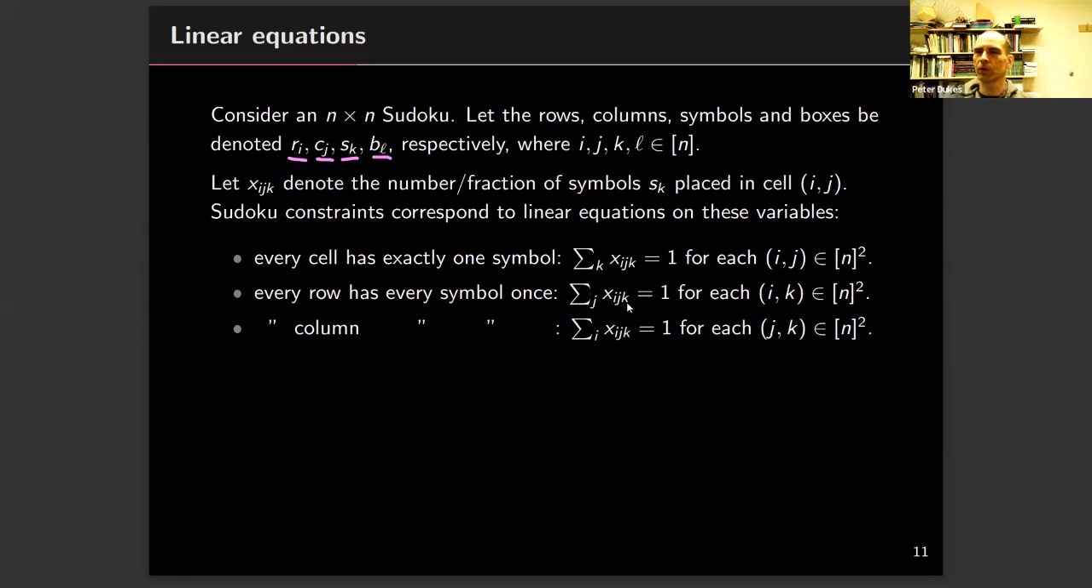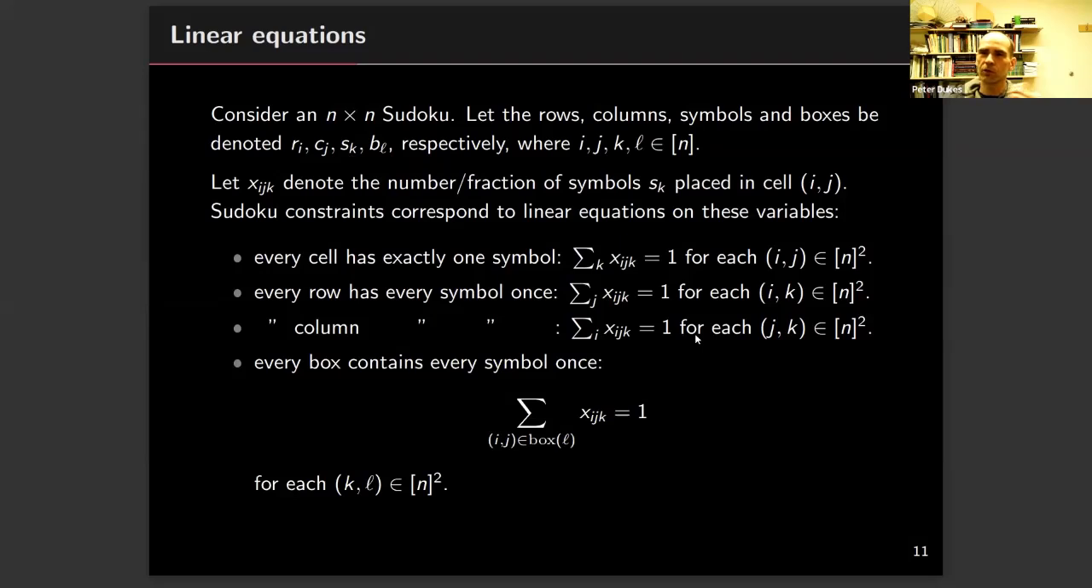So I need the sum of the variables Xijk over J, that is the sum over column indices, to equal 1. And likewise, I need every column to have every symbol once. So if I fix a column, fix a symbol, and I sum over the rows, then I need to have 1 there. Now, also, we can have a box condition that's easy enough to write down. It might be a little funny compared to these other things, but we just sum over the cells Ij that are contained in box L, and I would like the total number of occurrences of a given symbol K to be equal to 1. That is, I want symbol K to occur exactly once in box L.